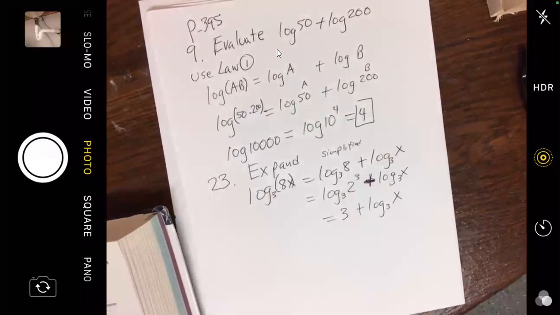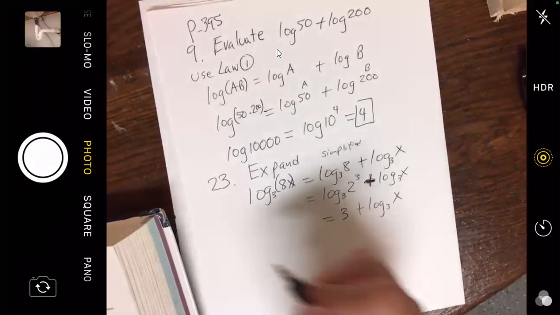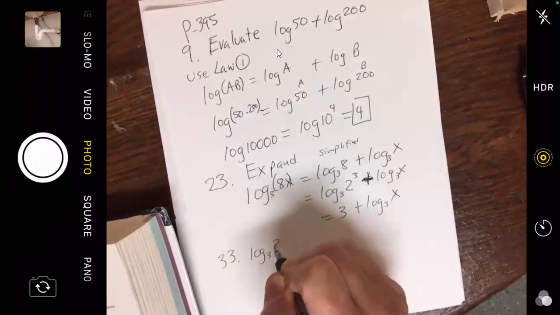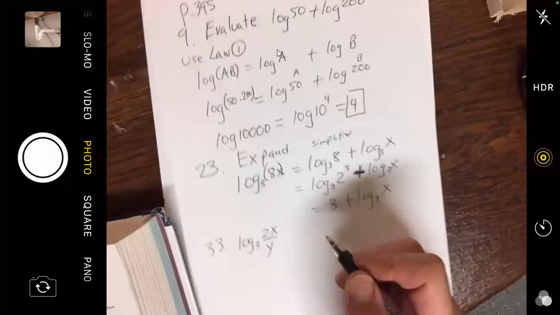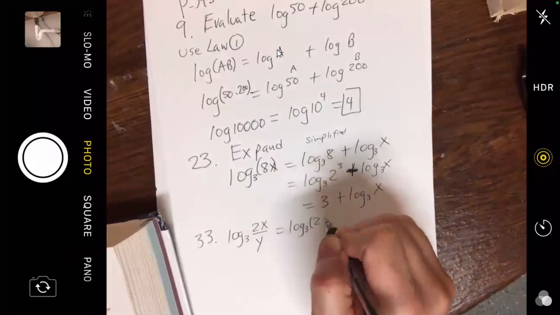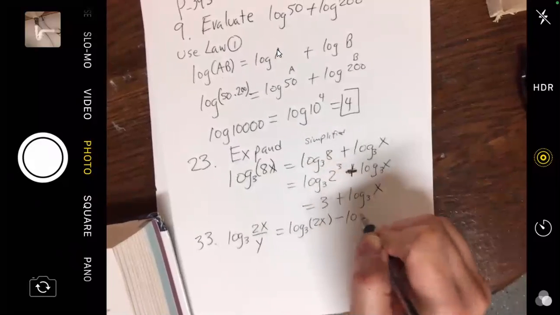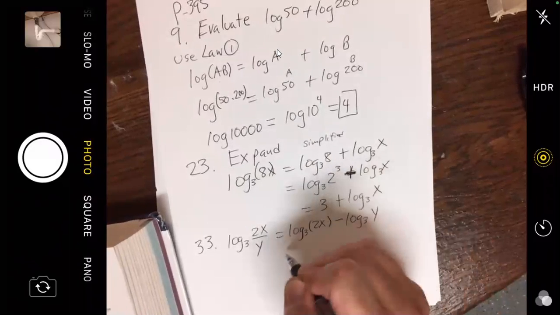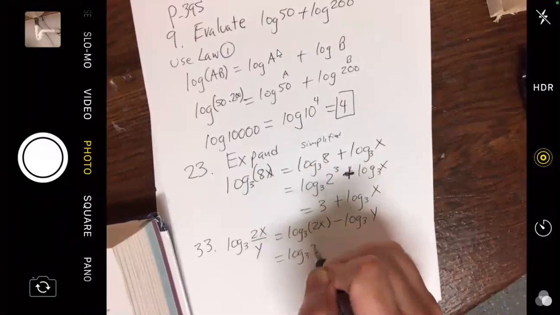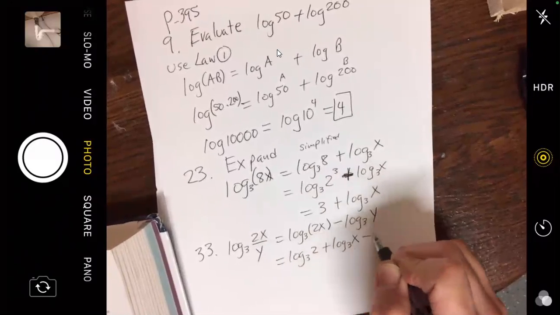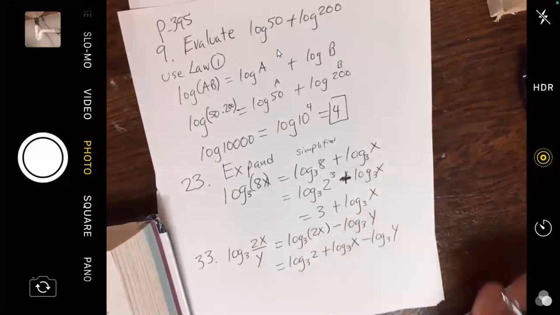All right. 33 uses both laws. A log base 3 of 2x divided by y. You would take a log base 3 of your 2x, put in parentheses, and subtract the log base 3 of y. And you want this expanded to add a log base 3 of x, subtract a log base 3 of y.